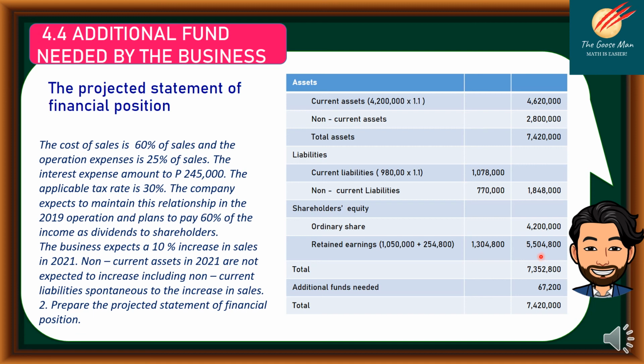So the total is 5,504,800. If we add everything together, all in all, you have 7,352,800. In order to balance this with your total assets of 7,420,000, you need additional funds needed of 67,000 so that your total assets and liabilities will be equal to 7,420,000. So that ends our topic.